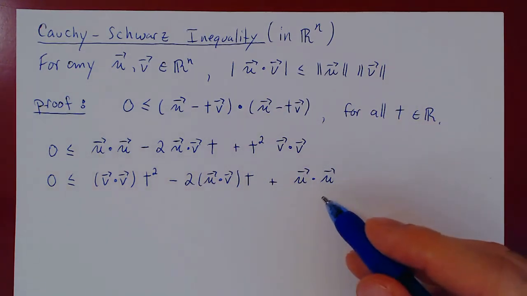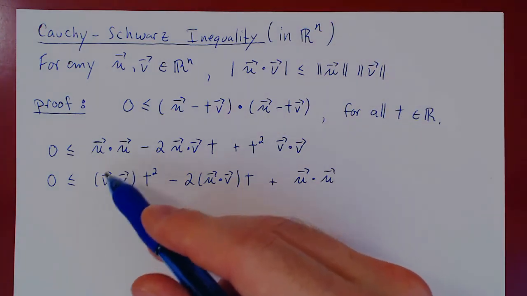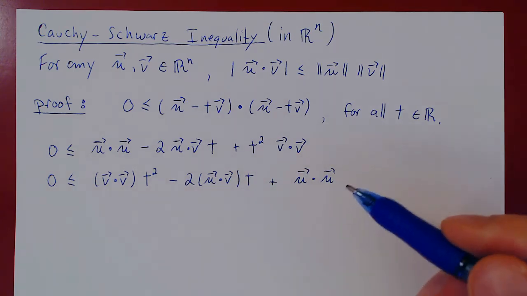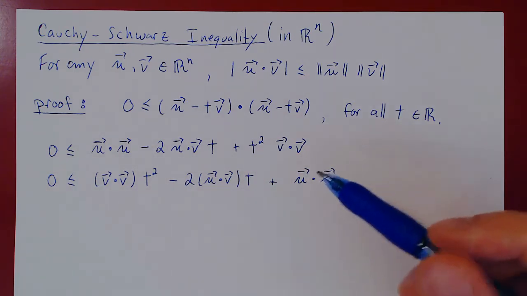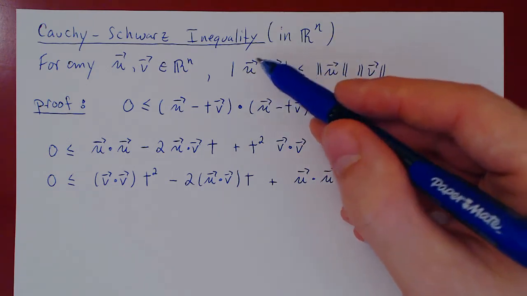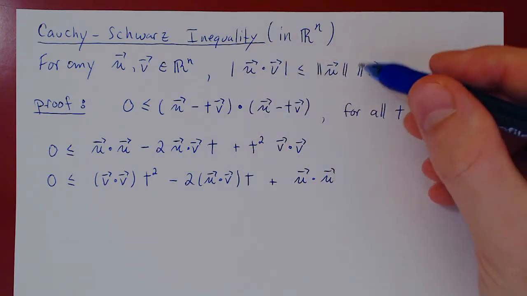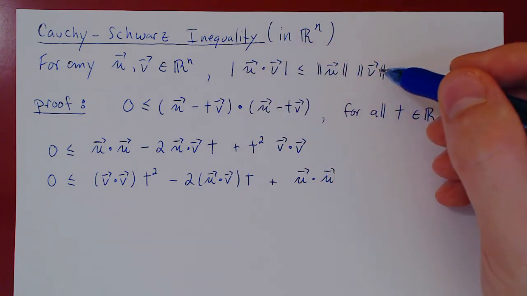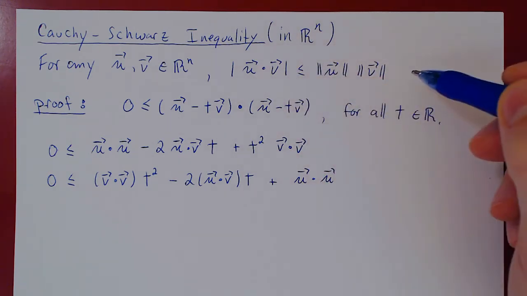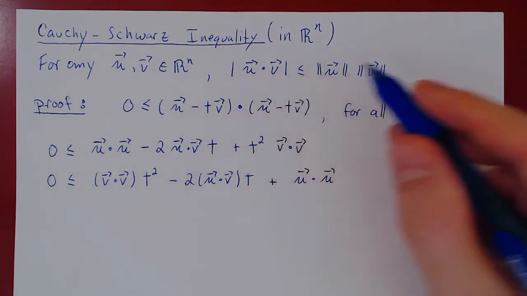If you look at this now, there are two options. Either v is the zero vector, or v is not the zero vector. Well, let's consider the option of v being the zero vector. If v is the zero vector, then u dot v will be equal to zero, and so the left-hand side is zero. The norm of the zero vector is zero, so both sides are equal to zero, therefore the inequality is valid. So if v is the zero vector, then the result is true.